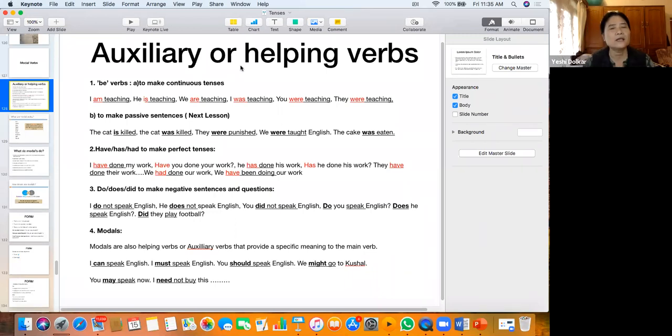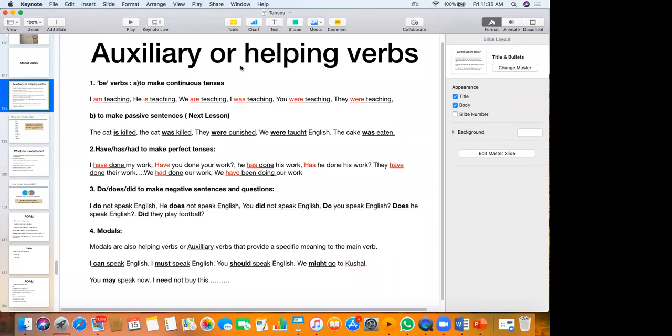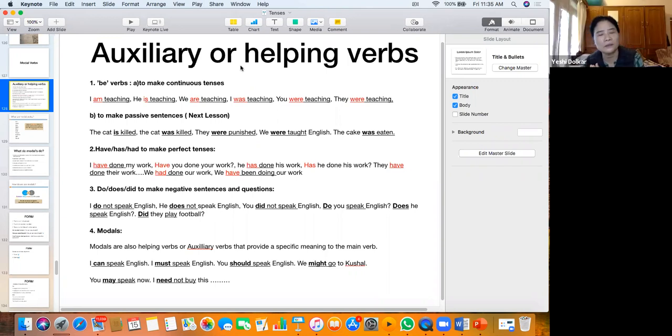Now these are verbs that help the main verb to make continuous tenses or to make perfect tenses. Or it helps in changing the form of the verb, or not just the form but the tense of the verb. So they help another verb to make different tenses. This is what we did actually. We were looking at these. They're called helping verbs, or they're also called auxiliary verbs.